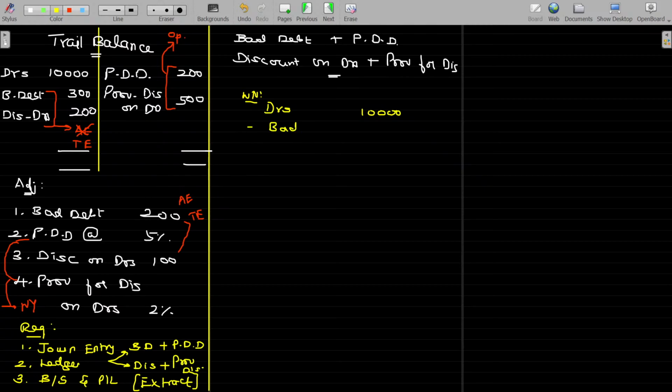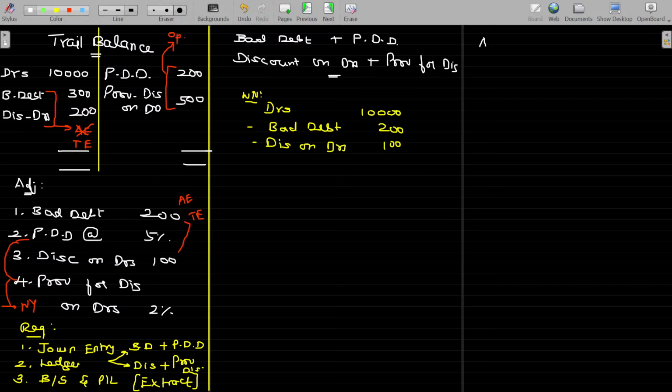So bad debt and discount on debtors. These two should first of all be subtracted. The values for bad debt and discount on debtors are 200 and 100. Now let me pass the adjustment entry here.